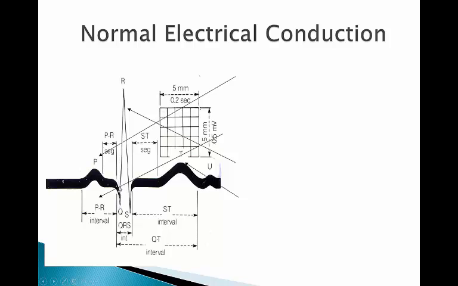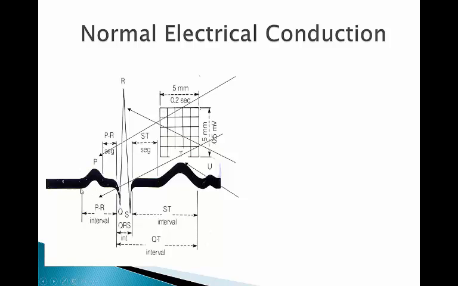The QRS is ventricular depolarization. And then the T wave represents ventricular repolarization. Okay, so we've got the P wave is atrial depolarization.